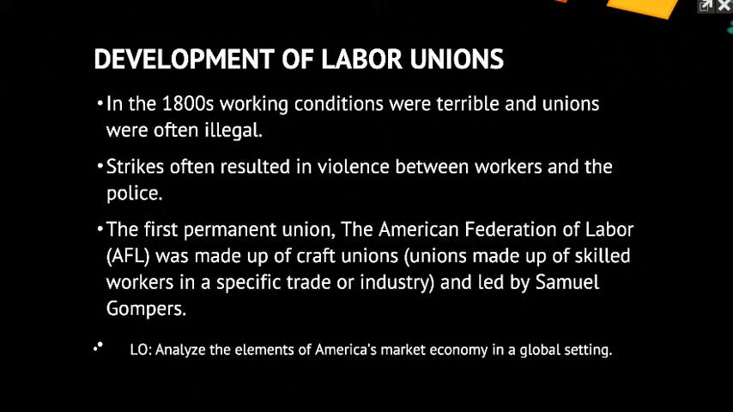The development of labor unions. In the 1800s, working conditions were terrible and unions were often illegal. Strikes often resulted in violence between workers and the police. The first permanent union, the American Federation of Labor, or AFL, was made up of craft unions, unions that are made up of skilled workers in a specific trade or industry, and it was led by Samuel Gompers.